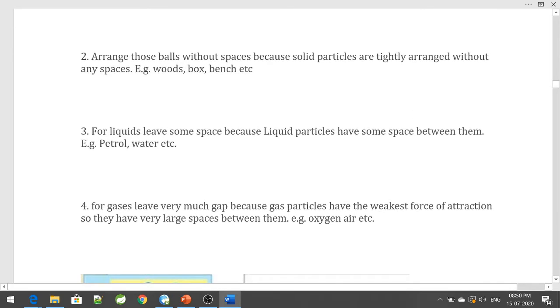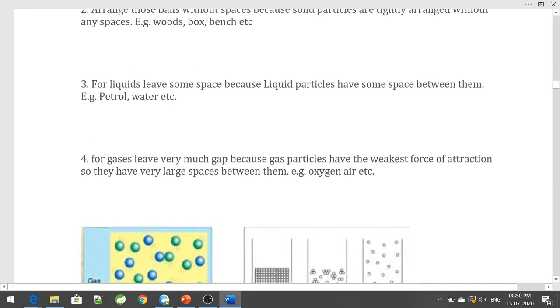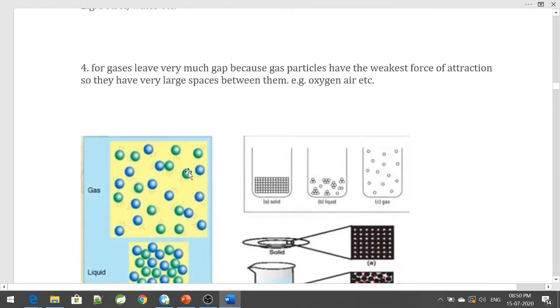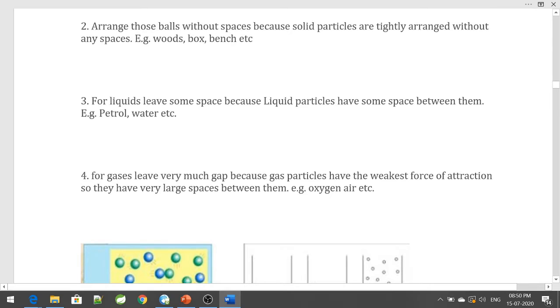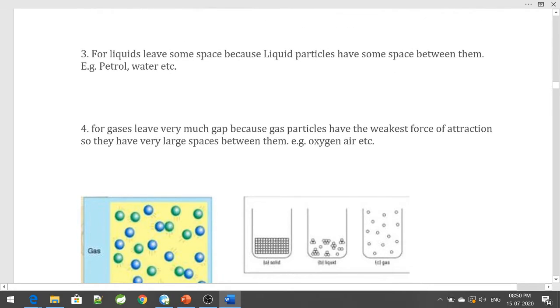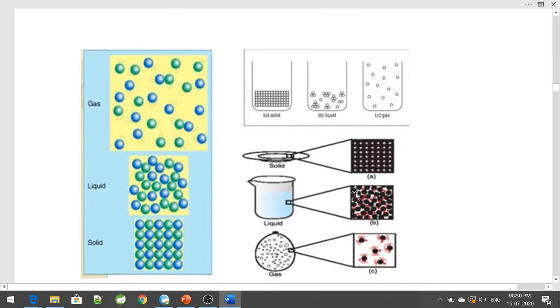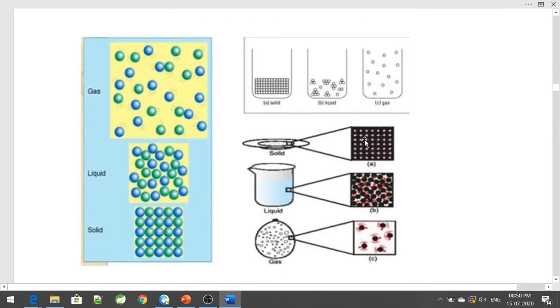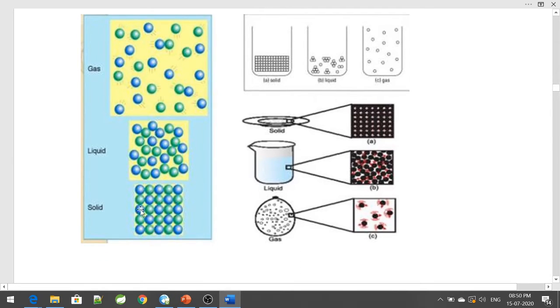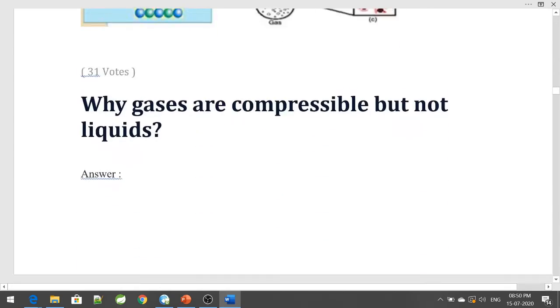That will be an example, a wooden box or bench. Then in another box you leave some spaces, and in another leave more spaces. Examples of liquids are petrol and water. Examples of gases are oxygen, air, etc. See here, like this. How are the particles arranged? Here compactly arranged, here some spaces are present, and here more spaces are present. This is solid, this is liquid, and this is gas. Here in reverse: here compactly arranged, here there are some spaces, and here more spaces are there in the gaseous state.